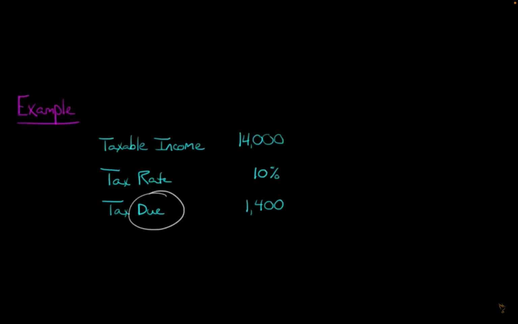And so we just say, well, how much tax is due? How much is owed by you to the government? Well, we just take the $14,000 and multiply it by 10%, and that gives us $1,400 tax due.